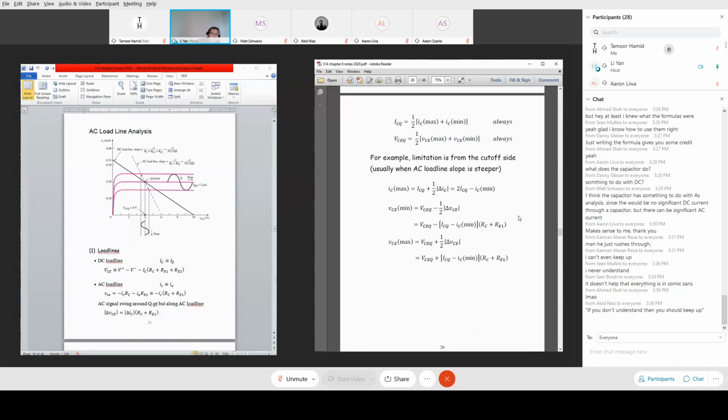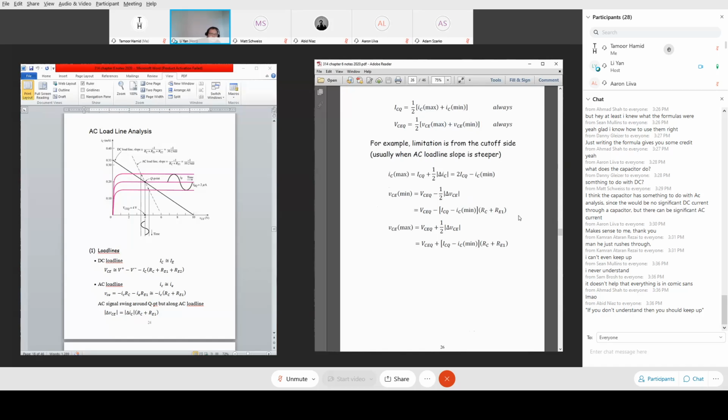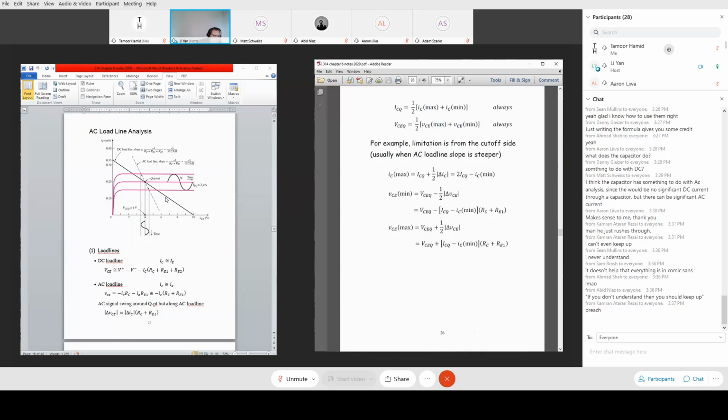And here, they are a little bit abstract. So let's take an example. Say unfortunately the quiescent point is not in the middle and is somehow tilted towards the lower side, along this load line, here. So that means what? Then this point is closer to the cutoff, but a little bit far away from saturation. Our worry will be the distortion coming from the cutoff. So that means we worry about the limitation coming from the cutoff side.